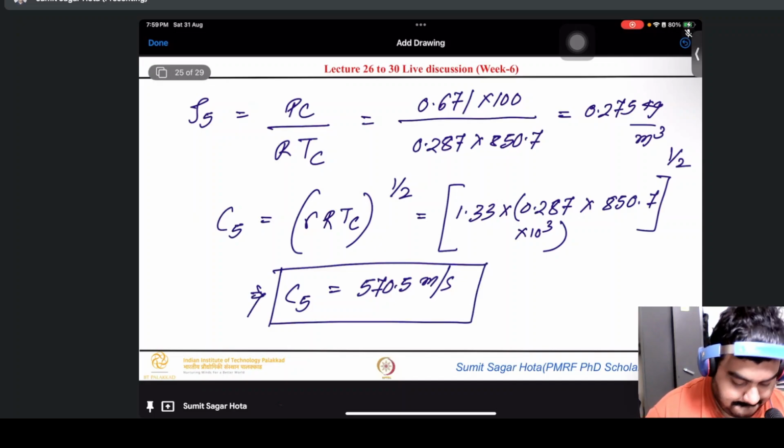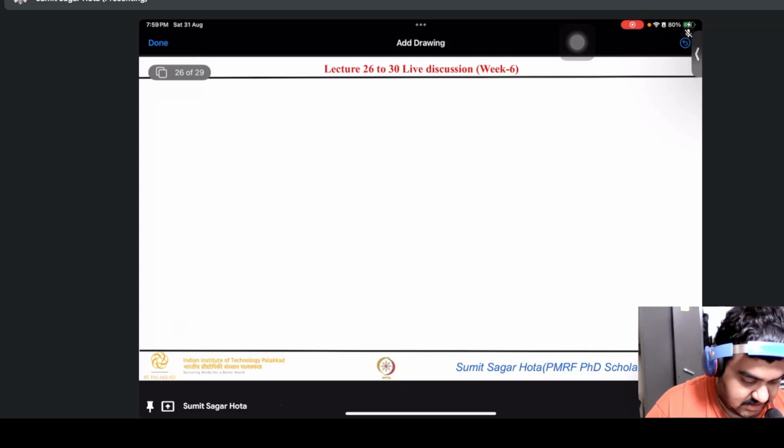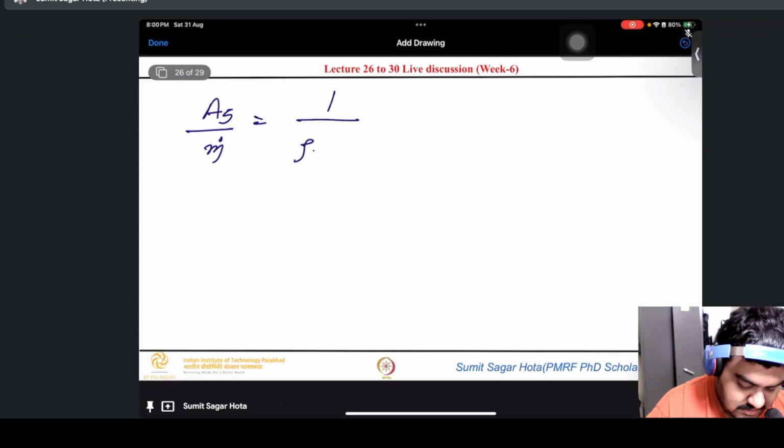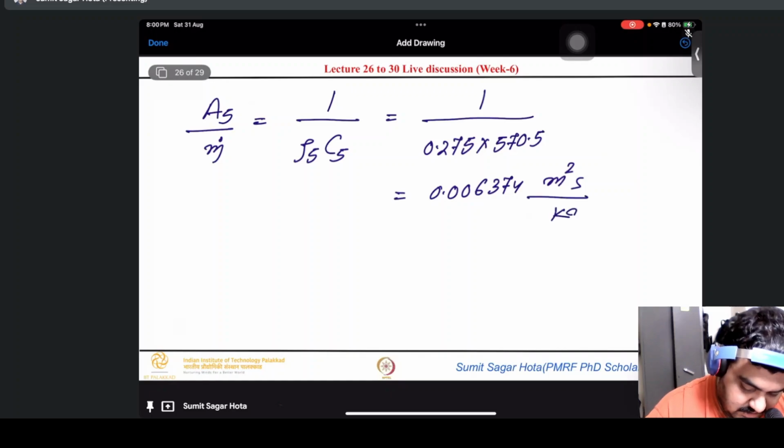Now we can calculate A5 by m dot, which is equal to 1 by rho 5 C5, equal to 1 by 0.275 into 570.5. Solve it and you will get 0.00634 meter square second per kg.